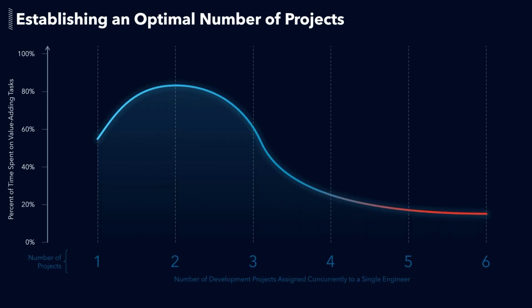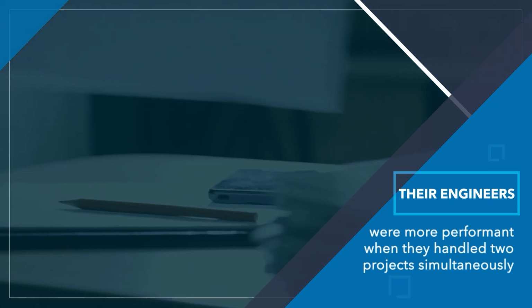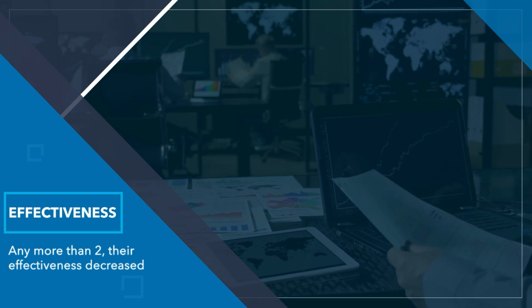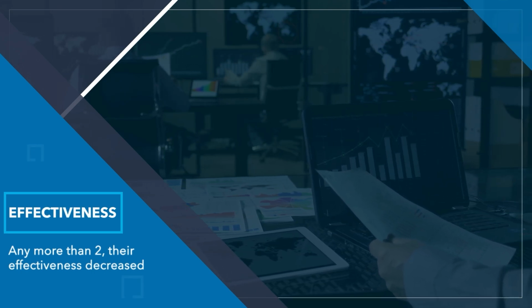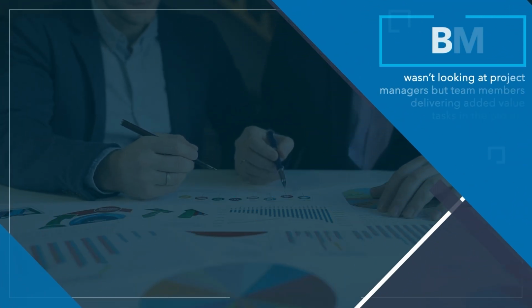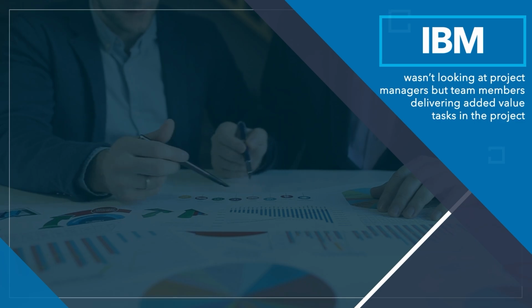This is based on an IBM study on efficiency in product development. They realized that their engineers were more performant when they handled two projects simultaneously. Any more than that, and their effectiveness decreased. This is an interesting discussion to have and to put in perspective in your workplace. Here, IBM wasn't looking at project managers, but at team members delivering added value tasks in the project.